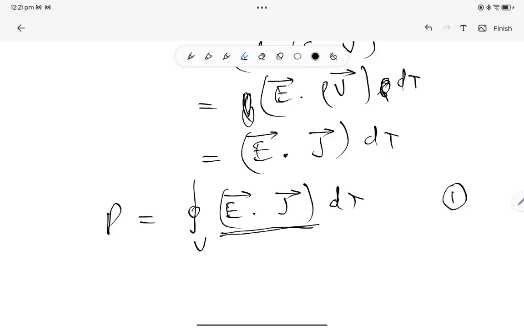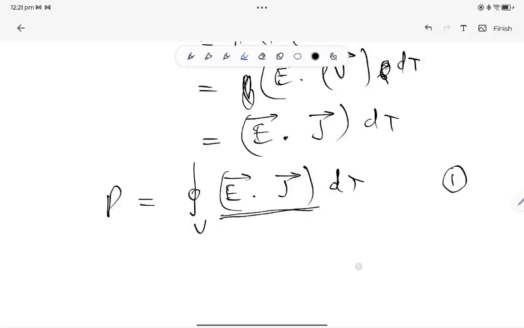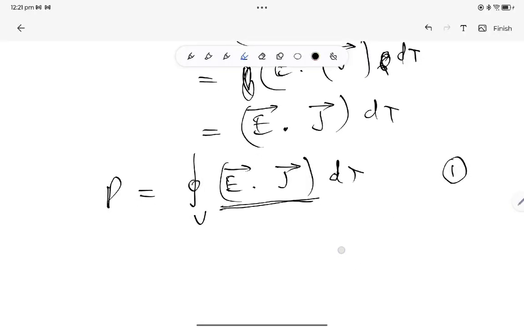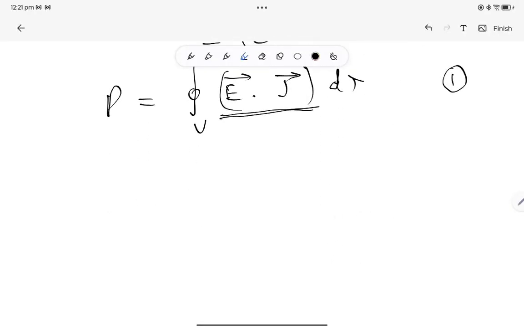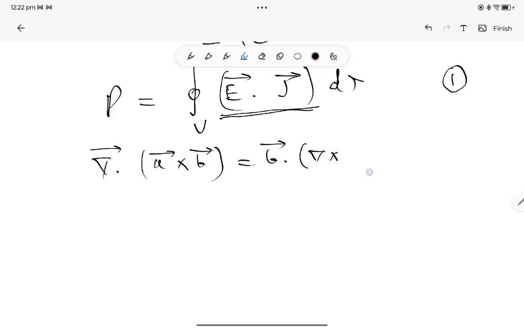By using the product rule from vector calculus that we have already discussed at the beginning of this, and that was del dot (A cross B) is equal to B dot (del cross A) minus A dot (del cross B).